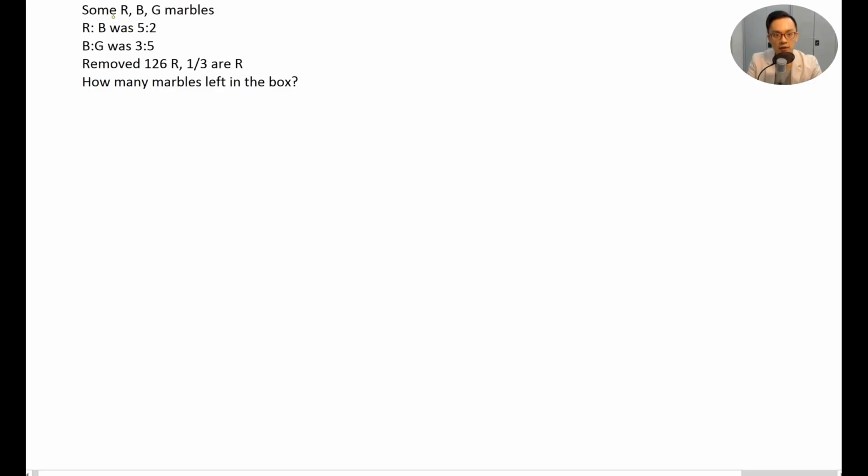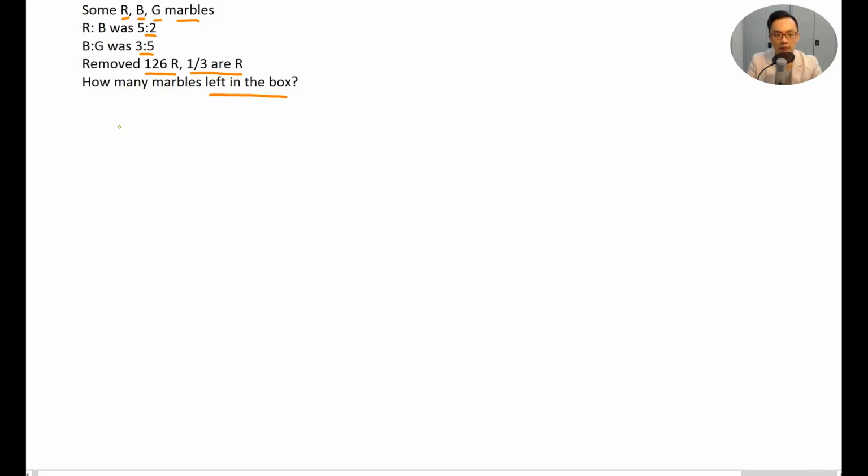Alright, next question. There are some red, blue and green marbles. Red is to blue is 5 is to 2. Blue is to green was 3 is to 5. I removed 126 red marbles. 1/3 are red marbles left. How many marbles are left in the box?